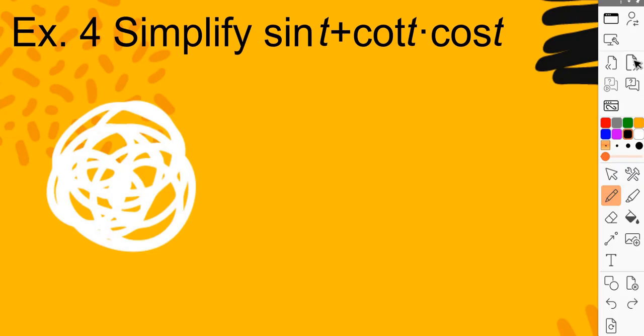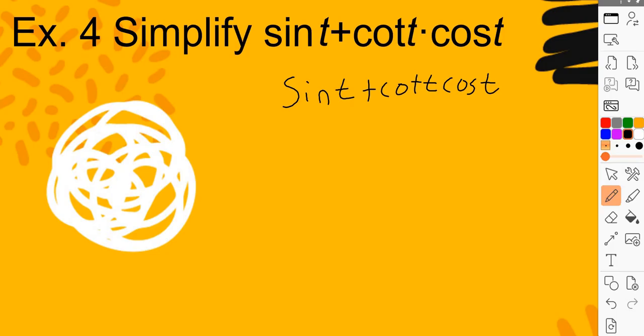We have sine of t plus cotangent of t times cosine of t. So how many trig functions are we starting with this time? 3. Okay. So let's go through what we've done so far. Do we have anything that we can factor out this time?